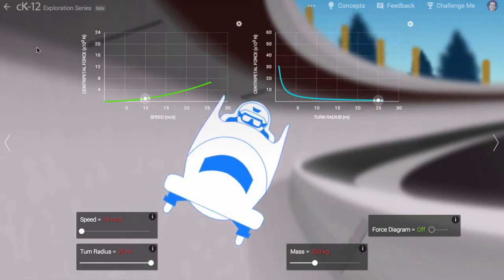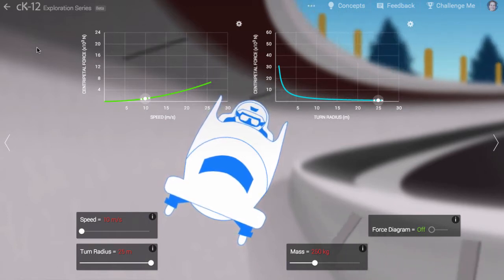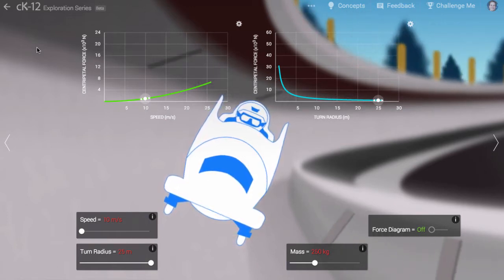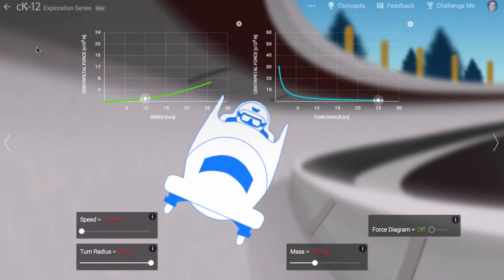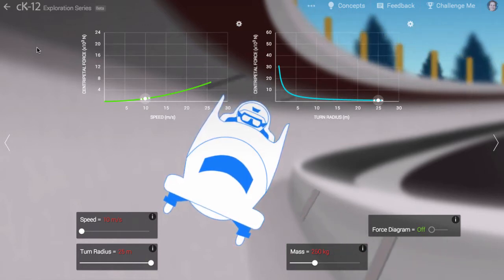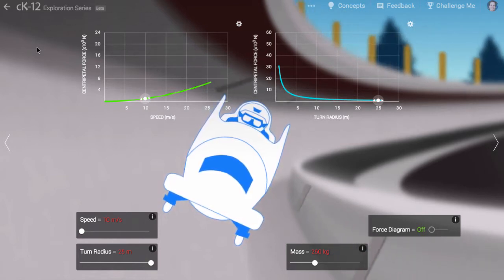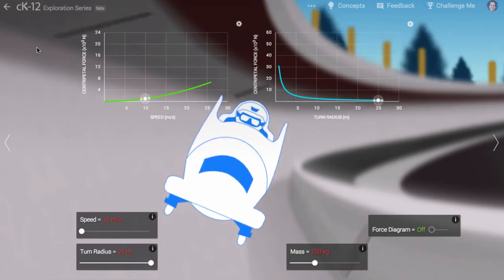Let's watch the bobsled turn. The bobsled is clearly moving. We can imagine a vector describing its velocity that is pointing out of the screen, toward us. Of course, we're moving with the bobsled to keep it in the frame. Seen from a fixed point on the side of the track, the velocity vector would appear to be constantly changing.